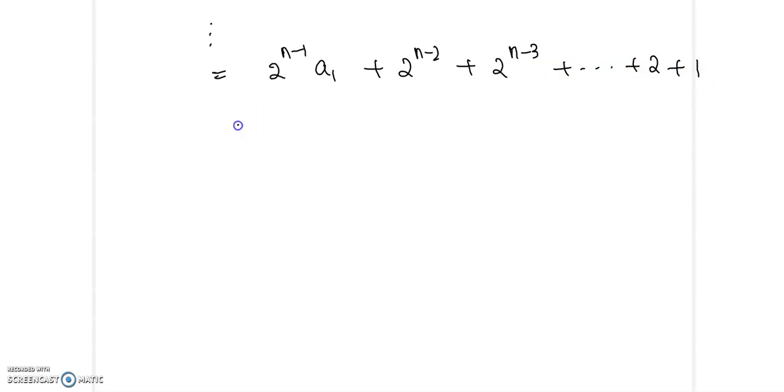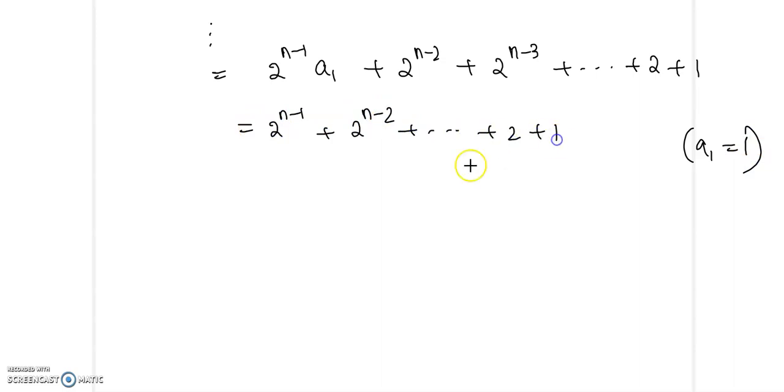So continuing in this manner, we are going to get 2 raised to n minus 1 times a_1 plus 2 raised to n minus 2 plus 2 raised to n minus 3 and so on, down to 2 plus 1. Now a_1 is equal to 1. So we get 2 raised to n minus 1, 2 raised to n minus 2, and so on, down to 2 plus 1. So this is a finite geometric series.